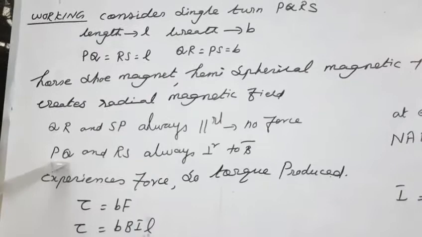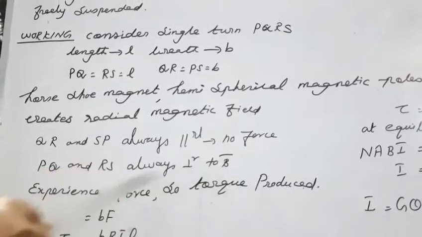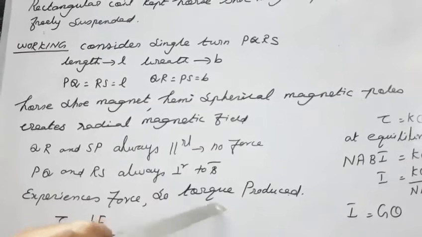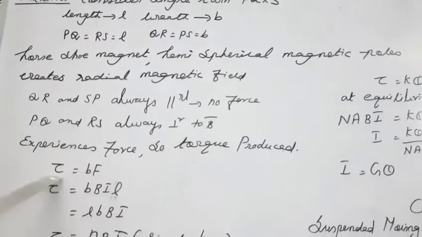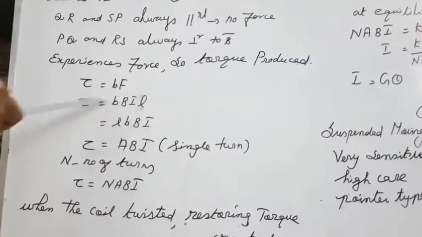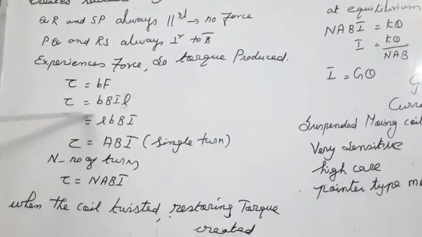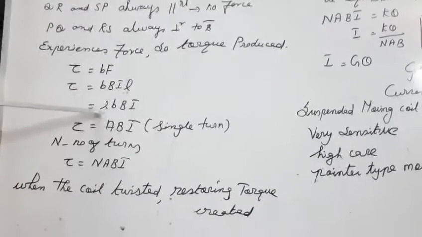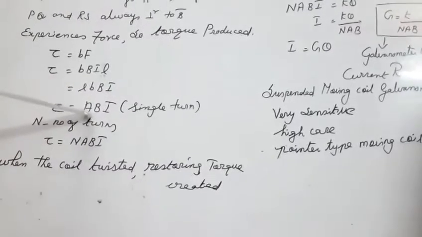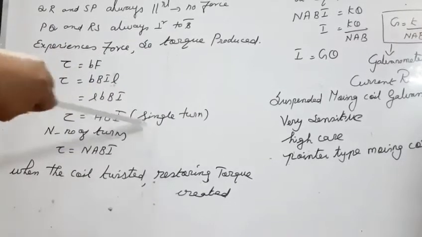And next, the sides PQ and RS are always perpendicular to the magnetic field B vector. So, it experiences a force and a torque is produced. This is known as the deflection couple. Therefore, torque, which is tau, is equal to B into F, and F is written as BIL. Therefore, tau is equal to LB into BI. LB, length and breadth, is known as area. Therefore, tau is equal to A into BI. This is only for a single turn.